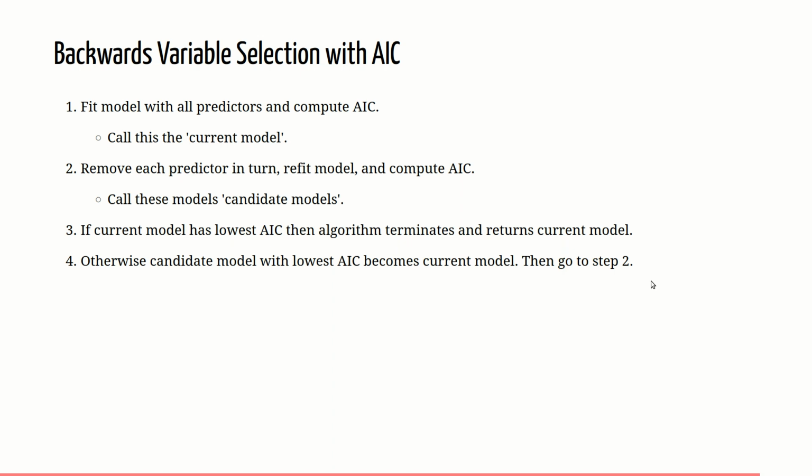Then you compare the AIC of the current model with the AIC of the candidate models, and if you can improve things, i.e. if you've got a lower AIC, then you choose the candidate model with the lowest AIC and repeat the process.